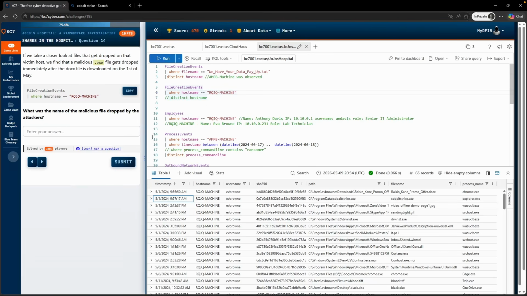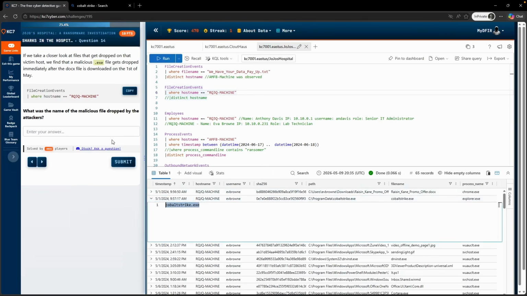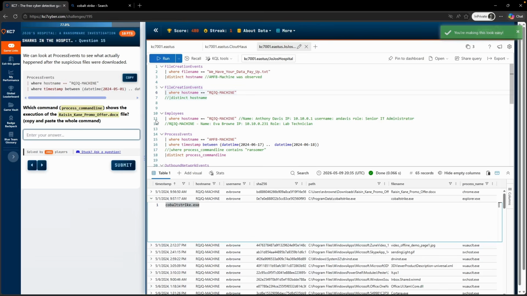All right, going back over to KC7. What was the name of the malicious file? This is called Cobalt Strike. Which command shows the execution of the Raisin Cane promo offer.docx file? Which command? So it's looking for the process command line.